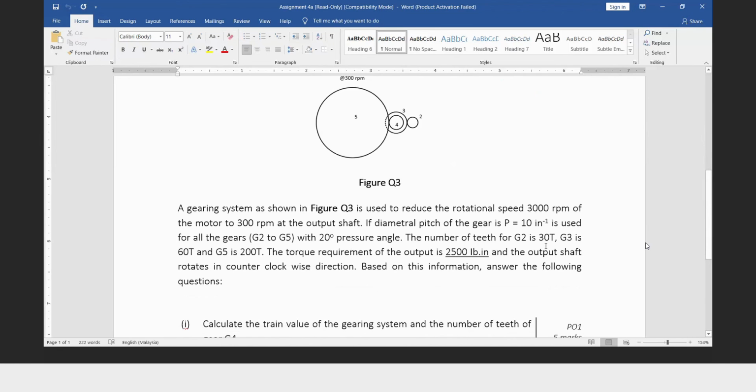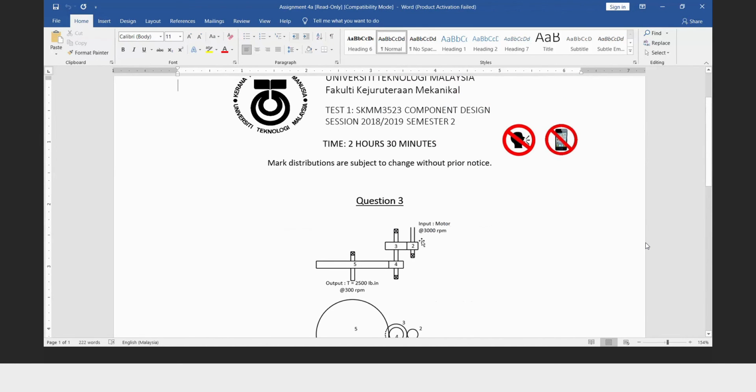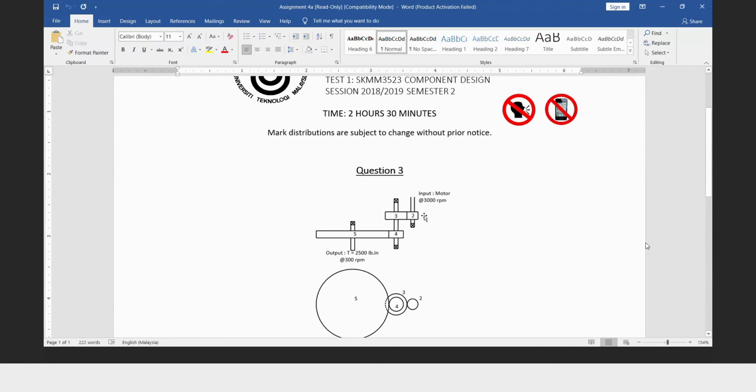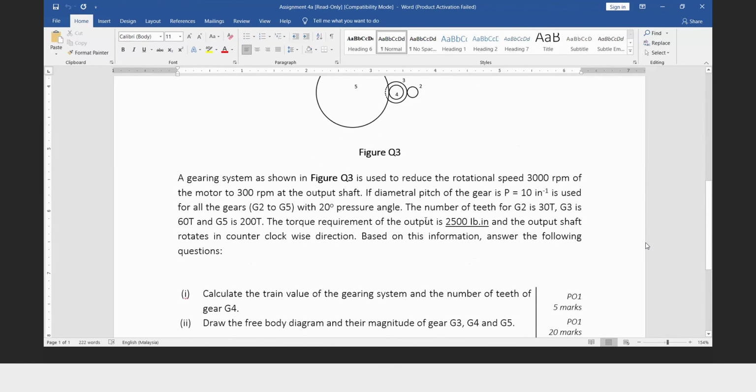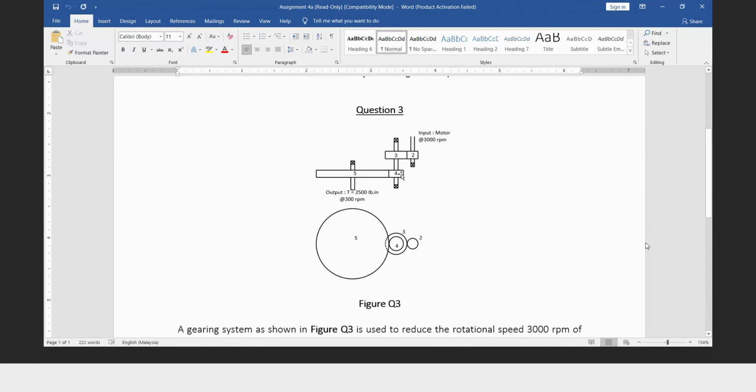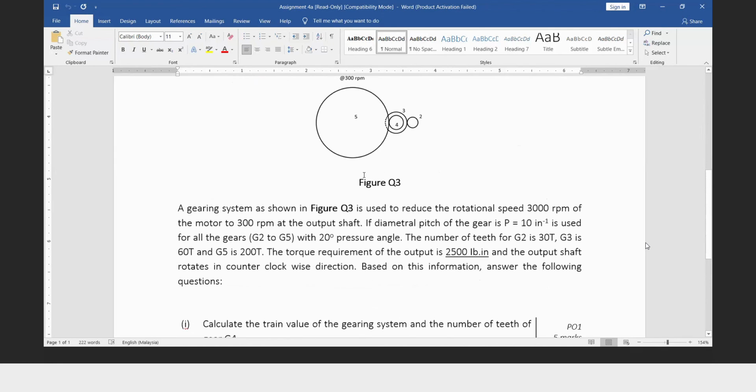The number of teeth of gear 2 is 30. The gear teeth of 3 is 60. So N2, capital N, is 30. N3 is 60. N4 is unknown. N5 is 200.